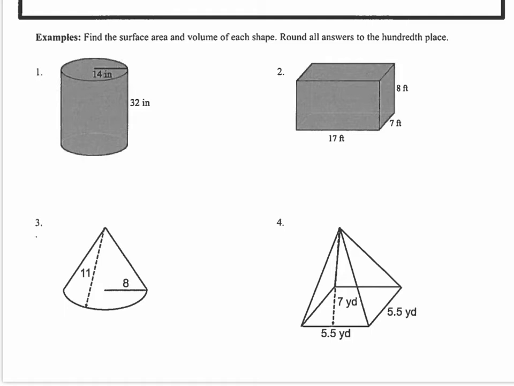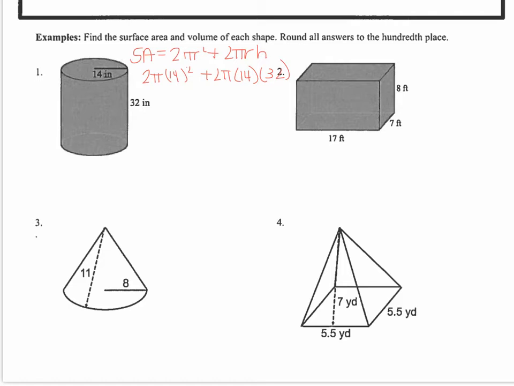And ladies and gentlemen, these questions are 4-point questions on your test. Point number 1 is correctly writing the formula down. So surface area is 2 pi r squared plus 2 pi r h. So fill in what I know. My radius is 14 squared plus 2 pi, my radius is 14, my height is 32.